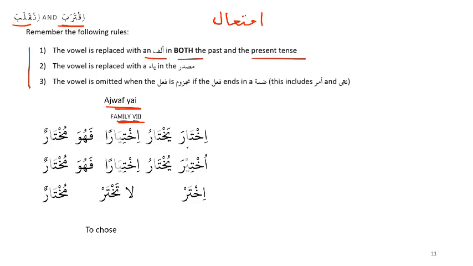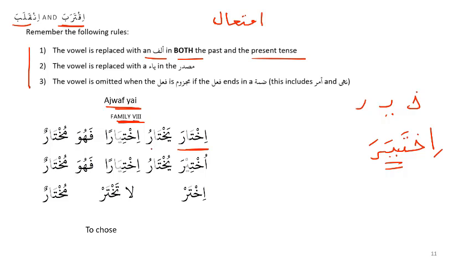So what are the root letters here? If I'm telling you that this is ajwaf ya'i, the root letters are kha, ya, ra. With the regular form, if we were to just use iqtaraba or ijtanaba, what would this become? Ikhtayara. Ikhtayara doesn't sound very smooth, so the ya gets replaced by an alif. So this becomes ikhtara.